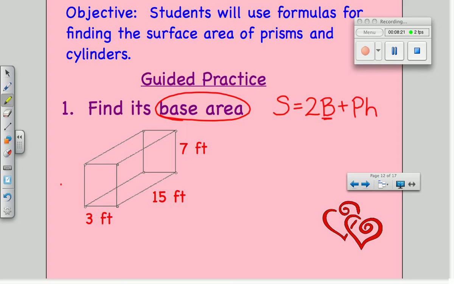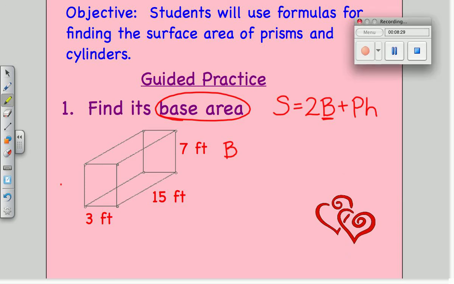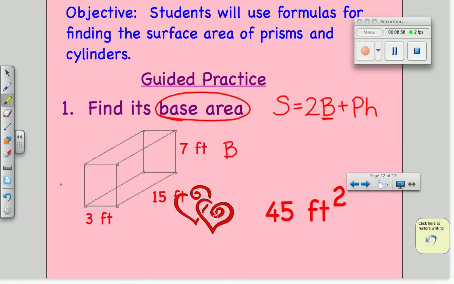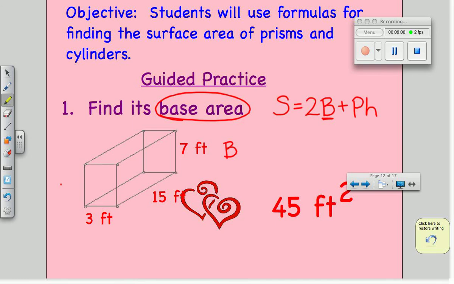So first we're finding the value for this B. How much is B? How much is the base area? All right, so here's the base. So what's the area of the base? Length times width, 15 times 3. 15 times 3 is 45. So base equals 45 feet squared. Okay, so that's the base. 45 feet squared.